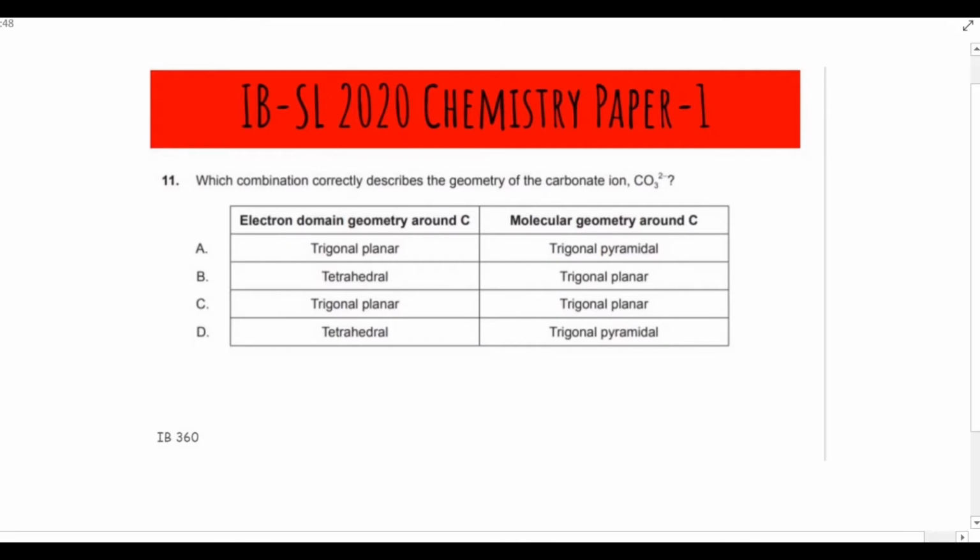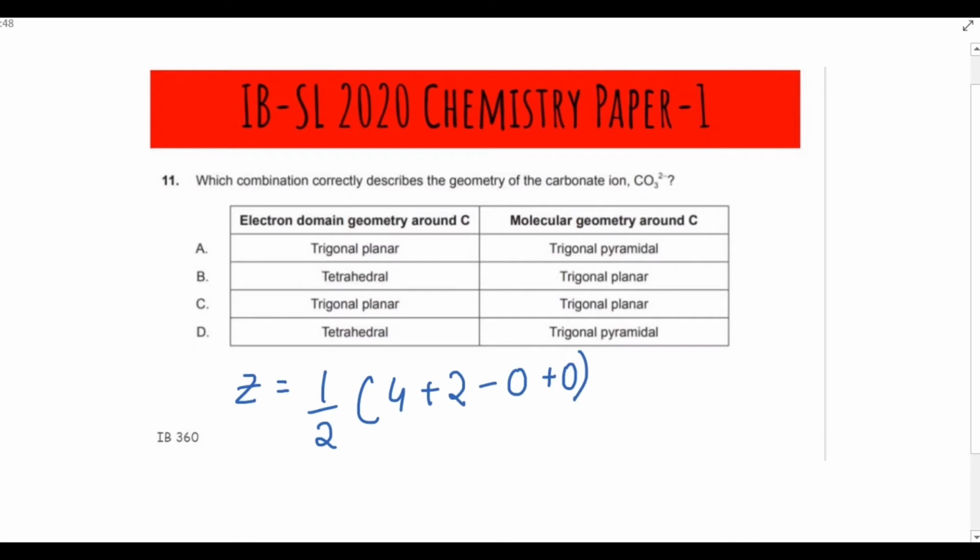In this question, we need to correctly identify the geometry of the carbonate ion, CO3 2 minus. Firstly, to solve this question, we need to identify the hybridization of carbon. For hybridization, we use our general formula, Z equals half of the valence electrons of carbon, that is 4, plus there is a 2 minus charge here, so plus 2, minus 0 as there is no positive charge, and there are no monovalent atoms attached to it. So the value of Z comes out to be 3 and the hybridization becomes sp2.